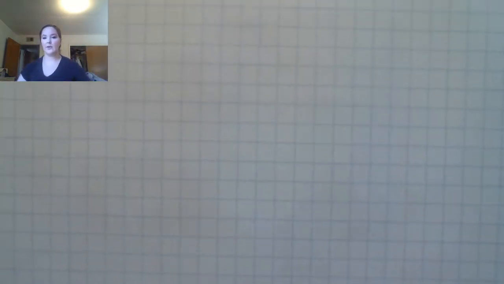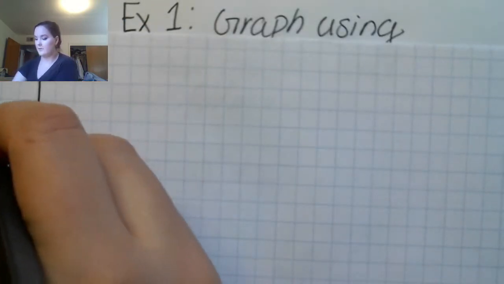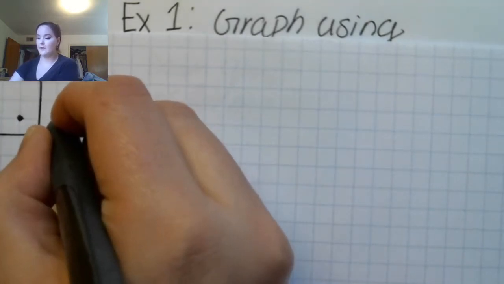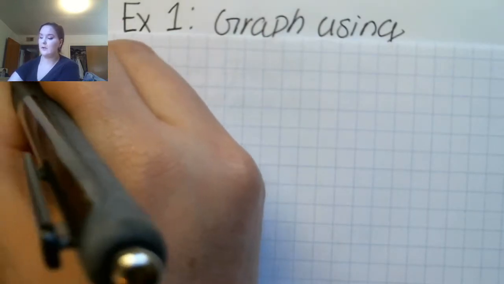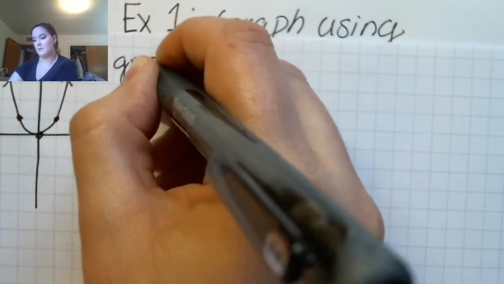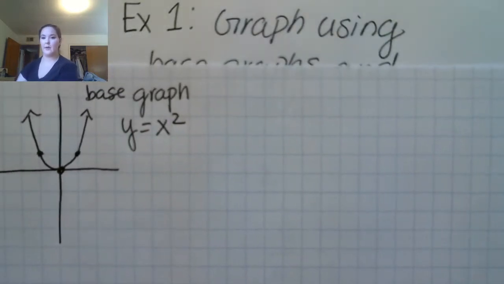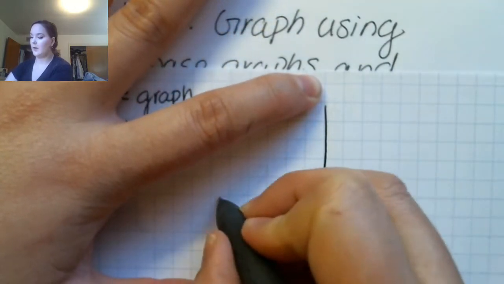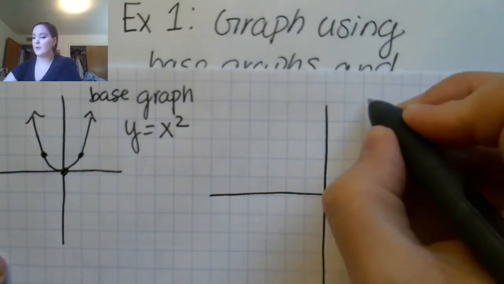So the first thing we're going to do is draw our base graph and mark our key points. So here's our 3 key points, and here's our base graph. So this is the base graph, which is y equals x squared. Now we're going to draw, with transformations.